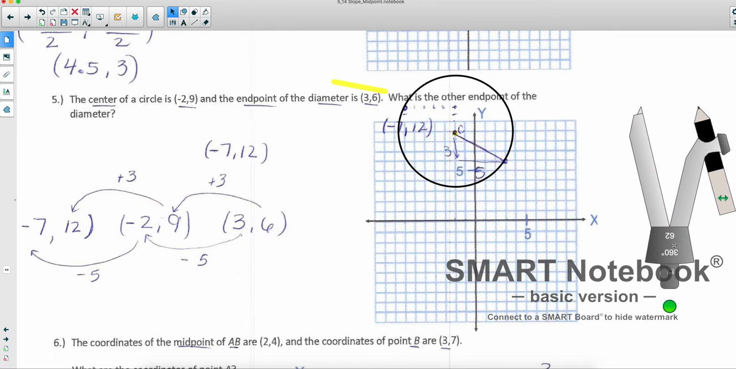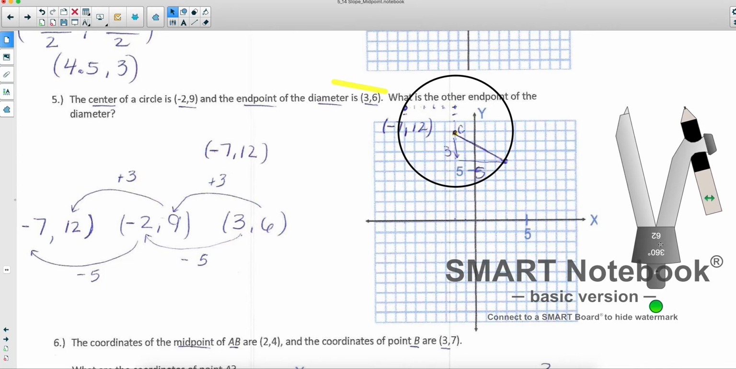So this is how I like to use my slope to help me out. I know if I'm going from this endpoint to the center, I have to go from the center to the endpoint. Remember, slope is always left to right. So if I'm going from the center to the endpoint, it's down 3 over 5.